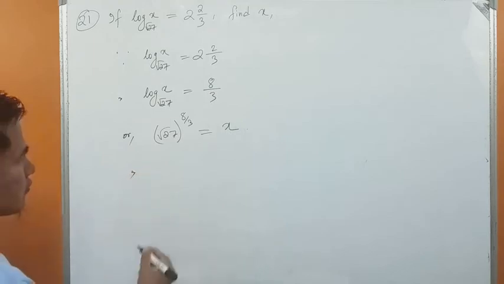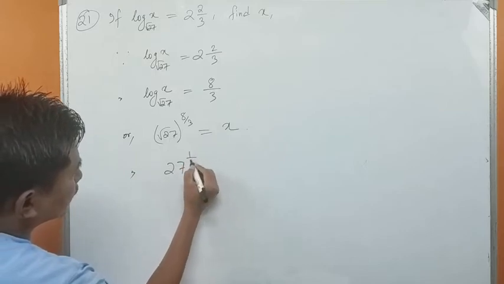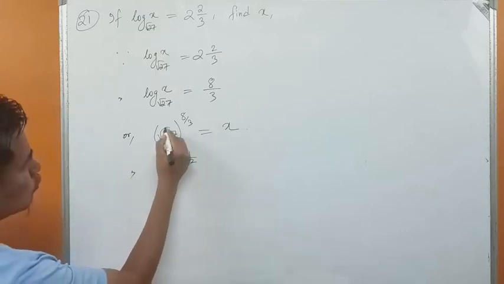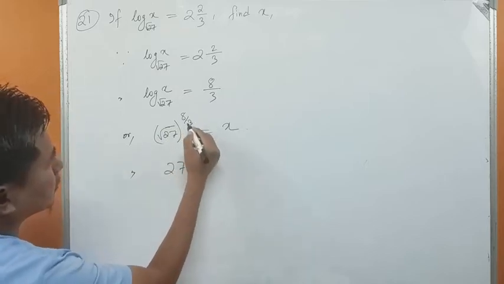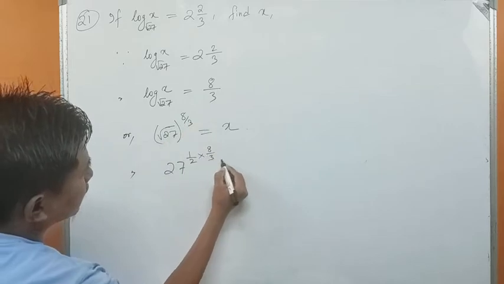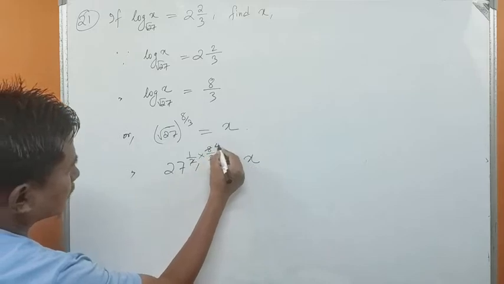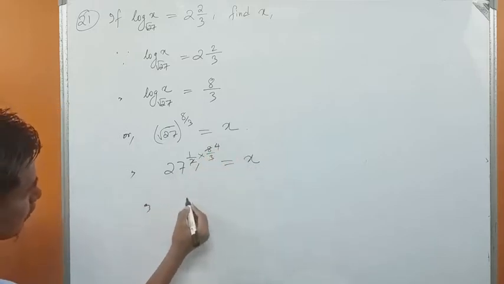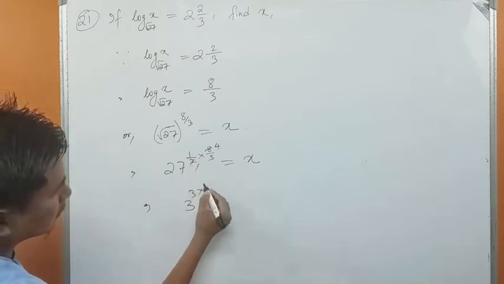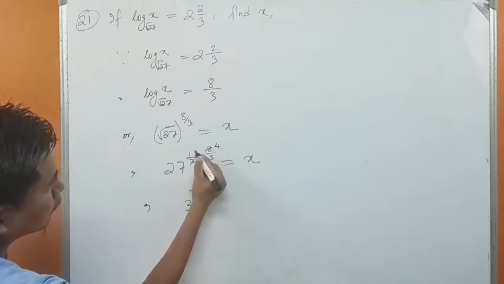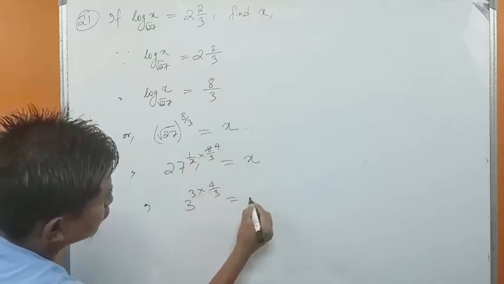Or root 27 means 27 to the power 1 by 2. Root under root 27 means 27 to the power 1 by 2 into 8 upon 3 was already there, so 8 upon 3 equals x. So 2 1s are 2, 2 4s are 8, or 27 means 3 cubed, isn't it? Into, so 1 is 1 into, now we have 4 upon 3, 4 1s are 4, isn't it? 4 upon 3, so we write 4 upon 3 equals x.